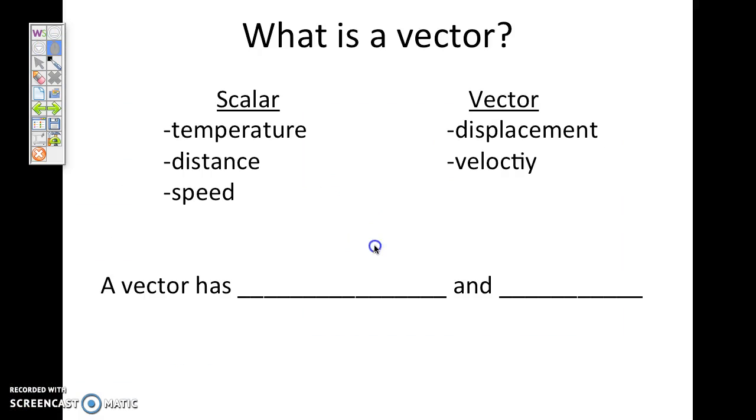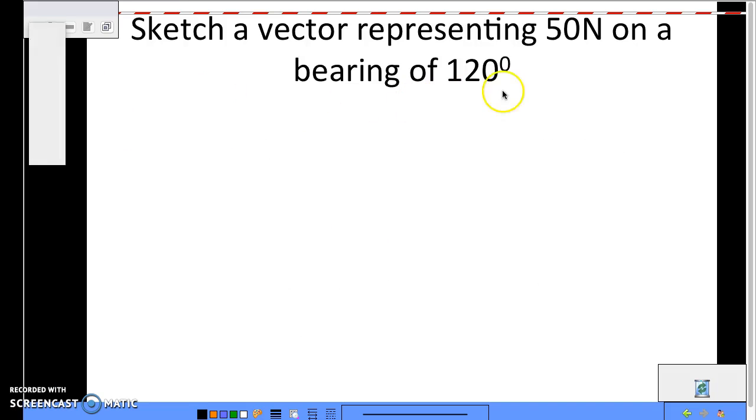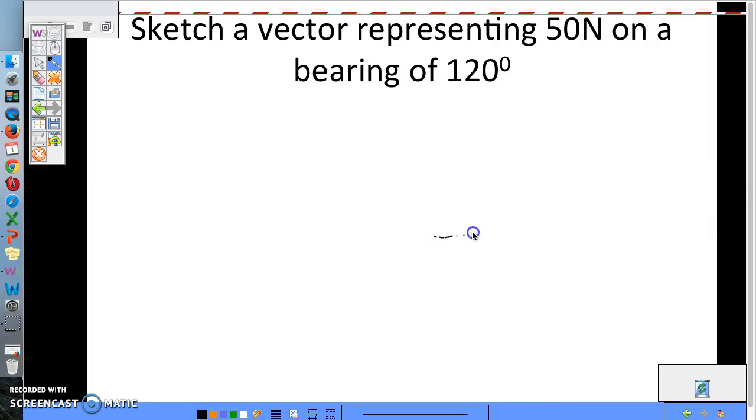So if we were asked to sketch a vector, it's 50 newtons, so we're dealing with some physics here, on a bearing of 120. So I'm going to dash in this horizontal, and it's going 120 degrees. A vector is usually drawn with an arrow here. So this is 120 degrees, and that magnitude, we would say, is 50 newtons.